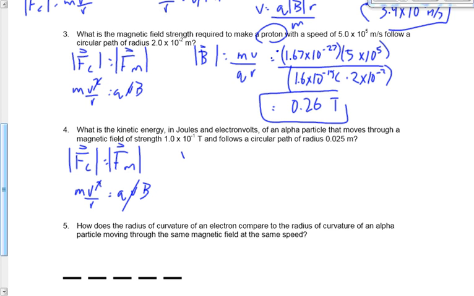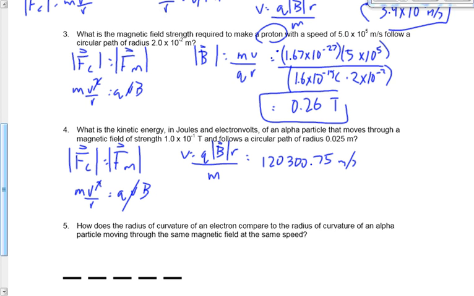V's cancel. V ends up being equal to QBR over m. So let's get the speed. We multiply those things together, do the math there. When we get the speed, it works out to be 120,300.75 meters per second, 1.2 times 10 to the 5 meters per second.